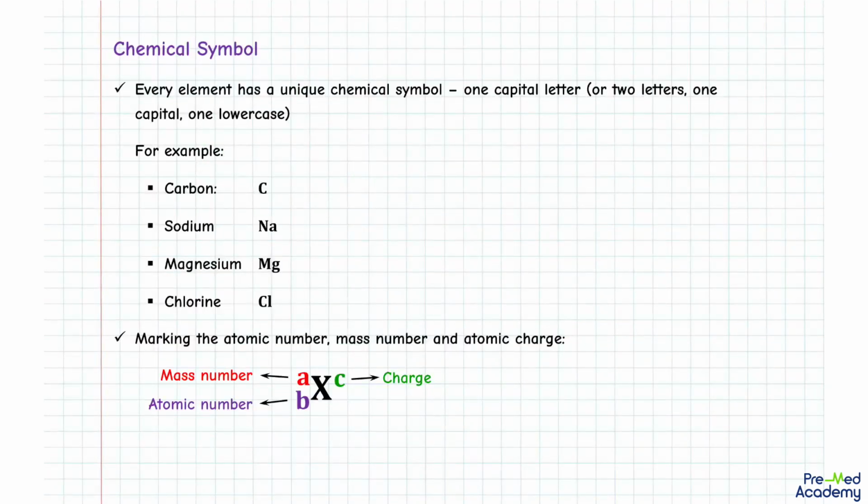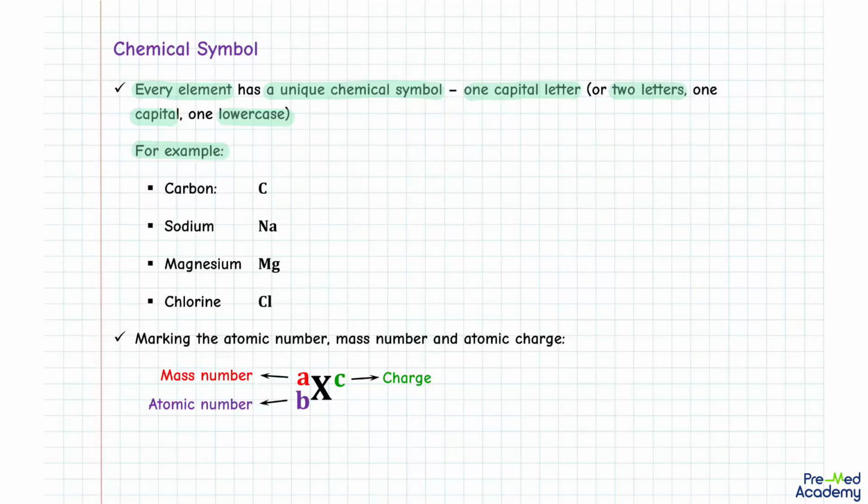Each element, and recall, there are about 120 elements, has a unique chemical symbol, agreed upon by all chemists. The chemical symbol is a capital letter in English, or for some elements, is a combination of a capital letter and a lowercase letter. The letters were chosen based on the element name in English or in other languages. Let us look at some examples.